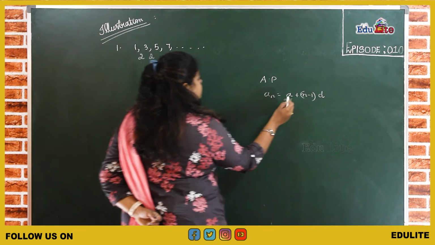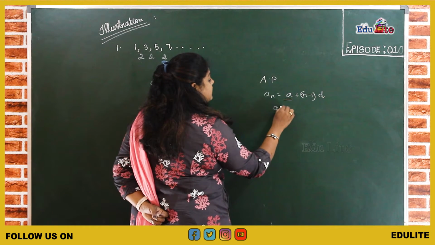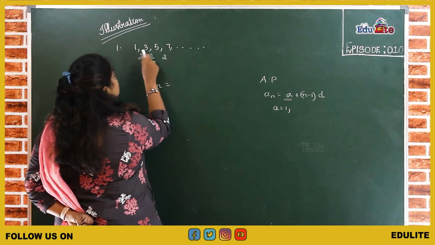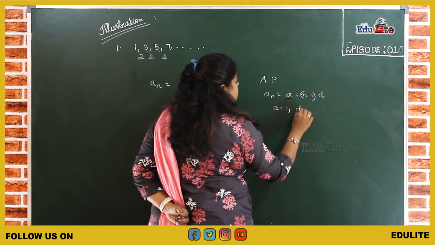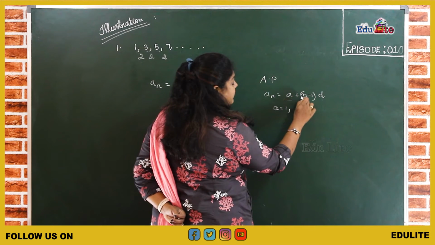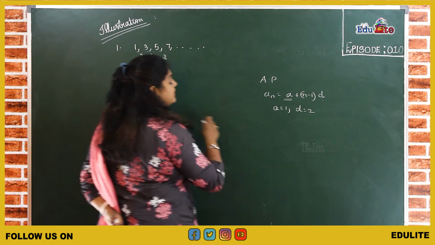What does a represent? a represents the first number in the sequence. Therefore, a equals 1. And what does d represent? It is the common difference between any two terms in the sequence. So, d equals 2. I will substitute the values of d and a in this nth term formula, and we will get a_n for this given sequence.